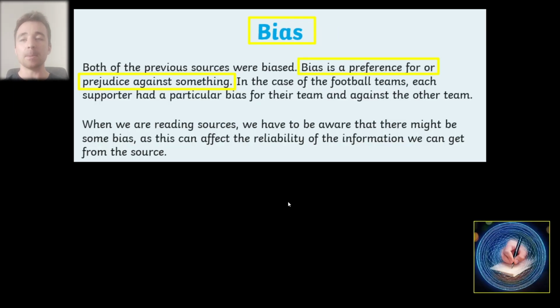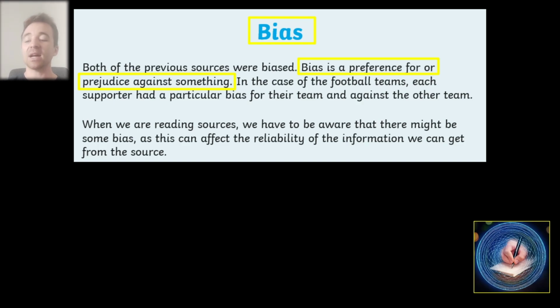So in the same way, in the case of the football teams, like we just talked about, each supporter had a bias for their own team and against the other team. Each team wanted to look good and they wanted the other team to look bad. So we have to take those biases into account. We have to say, okay, the blue team probably is going to say bad things about the green team. The green team is probably going to say bad things about the blue team. What we can definitely determine is that the green team won that match. That is what the evidence points to. That is not a question.